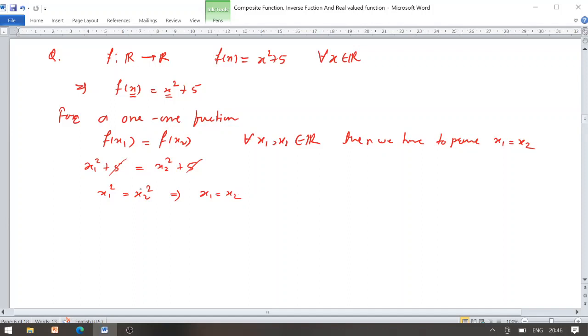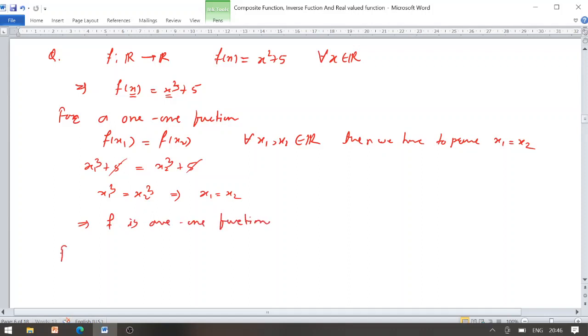So for the square function this should not hold, we might take the cubic function actually. So we might have x1 cube equals x2 cube, then that should imply x1 equals x2. Because the square of a negative real number becomes positive, we can't consider the square function over here, we might consider the cubic function. So now that should imply f is a one-one function.